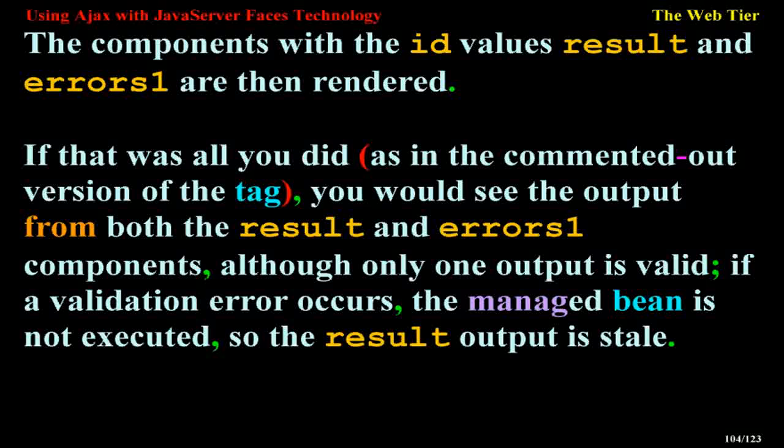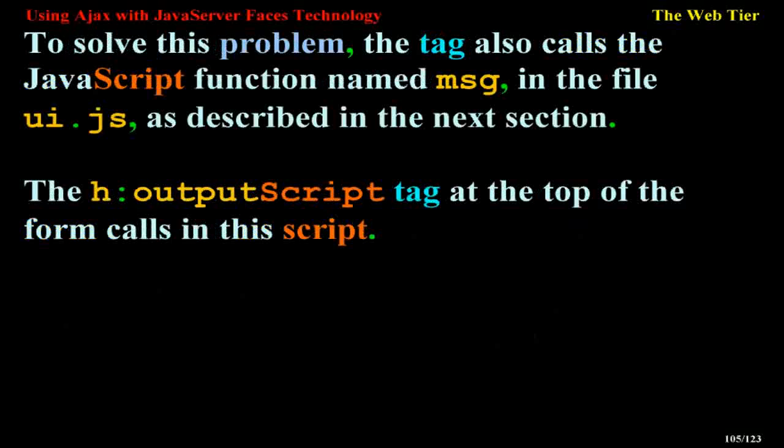If that was all you did, as in the commented out version of the tag, you would see the output from both the result and errors1 components, although only one output is valid. If a validation error occurs, the managed bean is not executed, so the result output is stale. To solve this problem, the tag also calls the JavaScript function named msg in the file ui.js, as described in the next section.